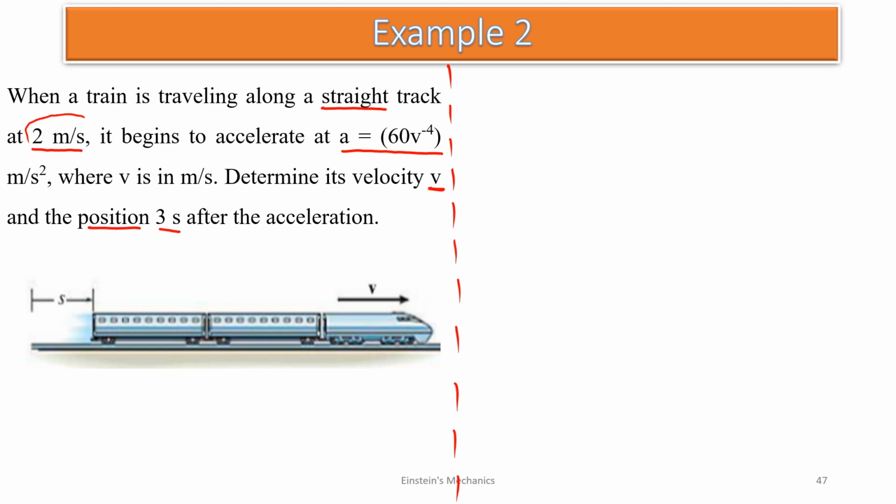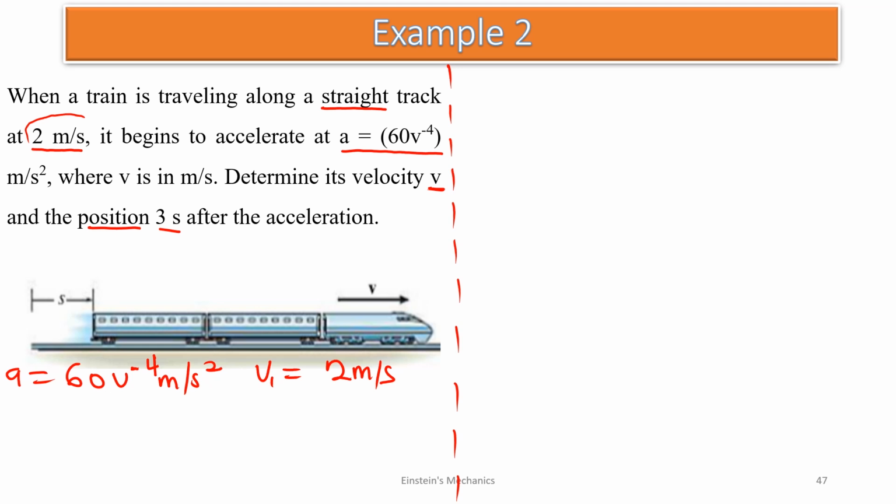So this is interesting. So first, let's write down our parameters. So our solution is that we are first going to have the parameters. So a is 60 v negative 4 meter per second square. Then I have my velocity, or v1, the initial one, which is 2 meters per second.